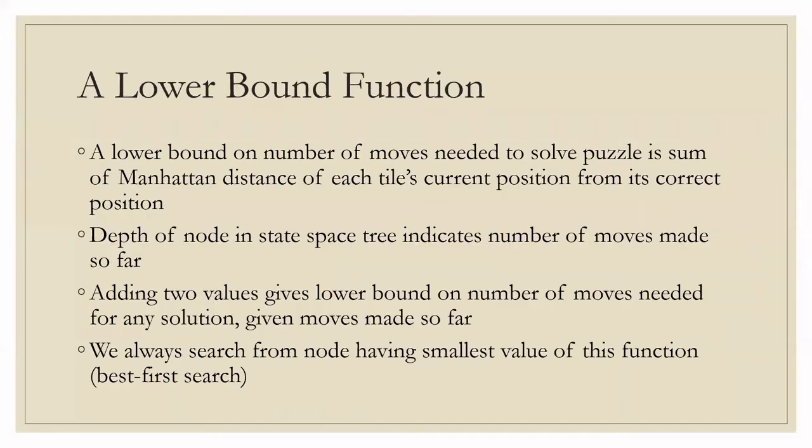In order to find the lower bound on the number of moves, we are using the Manhattan distance of each tile's current position to its correct position. The depth of the node actually indicates the number of moves made so far. Adding these two values gives the lower bound on the number of moves needed for any solution. So we will always move in the direction which gives us the smallest value of this function, which is what we call a best first search.